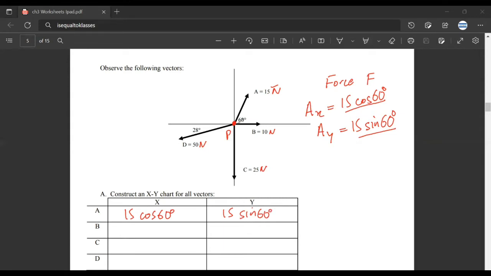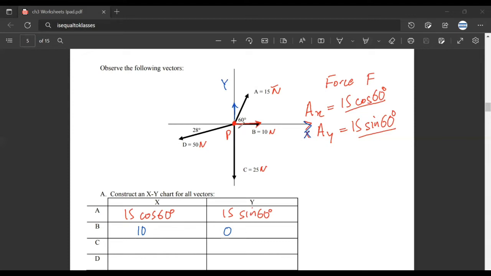See, if you closely look at B, B is already in the x direction. So its component in the y direction would be 0. Is it making sense? Yes, sir. Its magnitude is wholly in the x direction. It has no component in the y direction. So the component of this 10 Newton force in the y direction would be 0. Are we clear? Yes, sir.